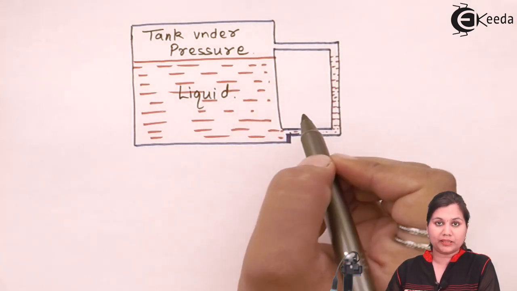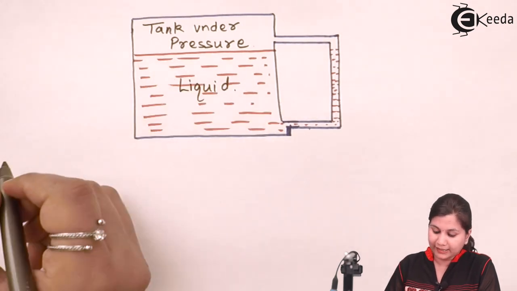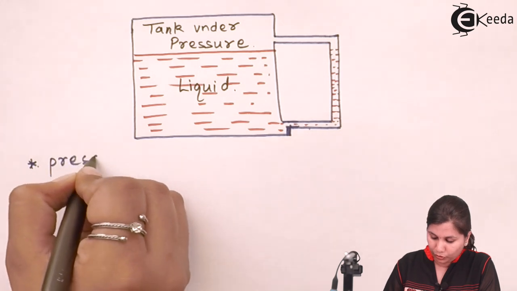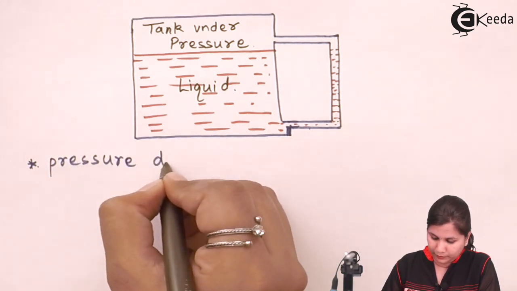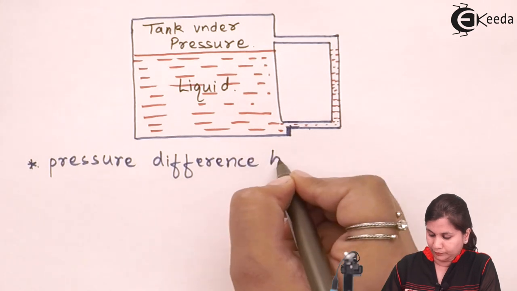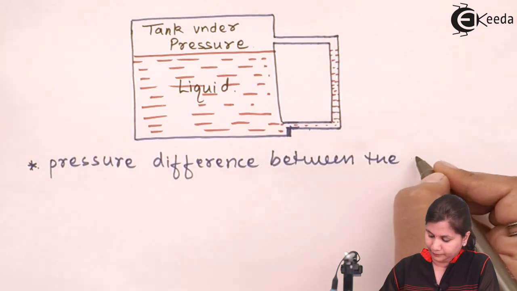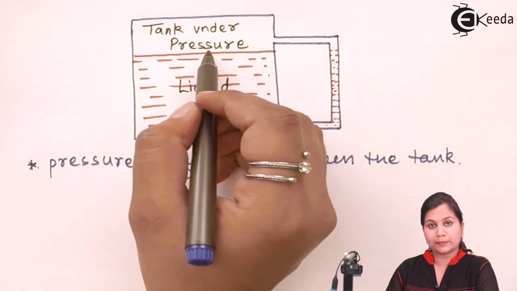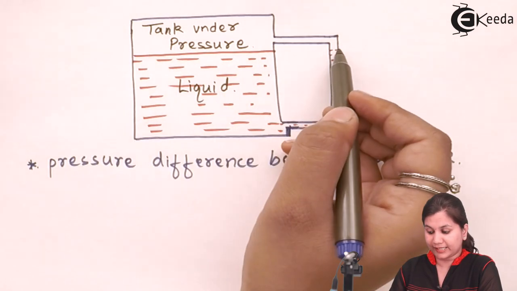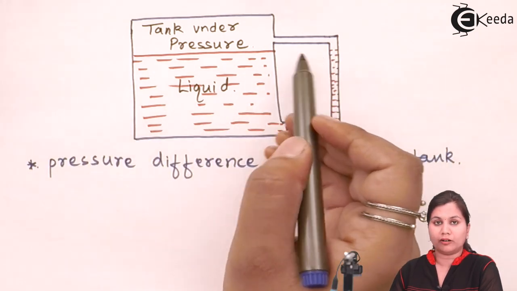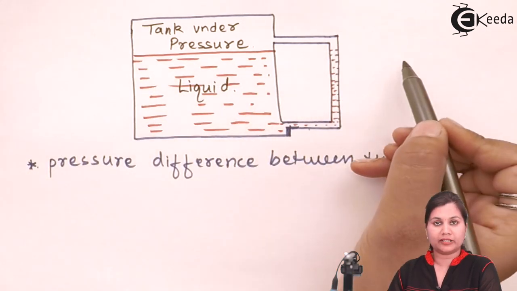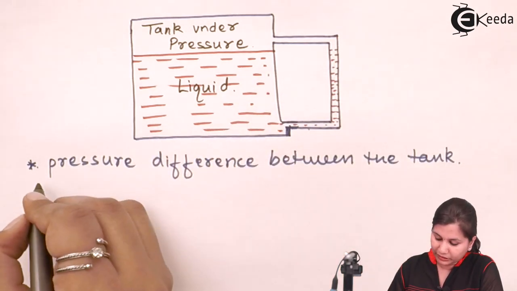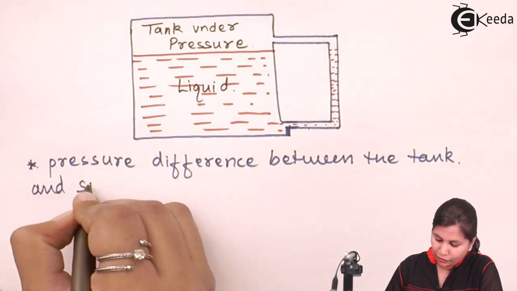Now why is such an arrangement done? Because this tank is under pressure. So if the tank is under pressure, then due to the pressure difference between the tank and the sight glass tube, there will be a false reading and the operator is going to get an incorrect result. So the pressure difference between the tank and sight glass can give a false reading.